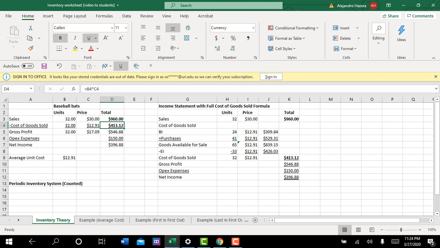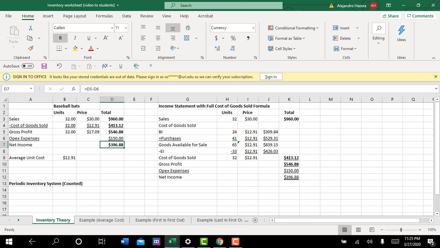My gross profit is the same, $546.88. There's my gross profit right there. And so are my fixed expenses, which are $150 in each one. And so my net income is the same. So we're looking at two income statements which are basically the same.